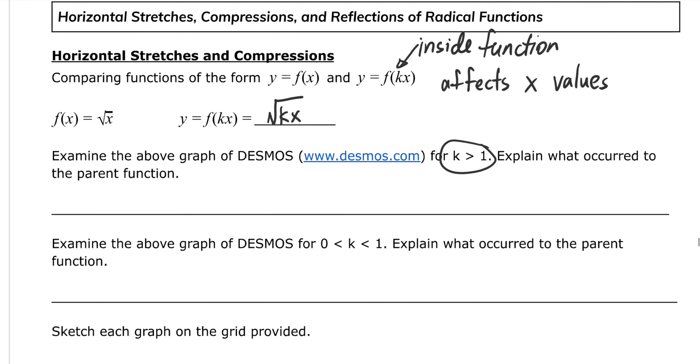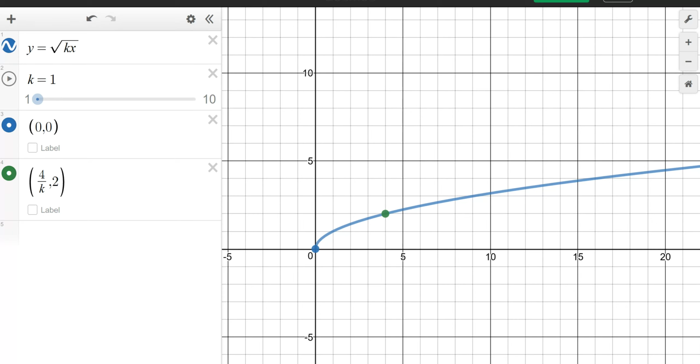So k is greater than 1. So here on Desmos, here I have the base function. Right now k equals 1. So here we have the graph of y equals the square root of x. Now I want you to look at the point on this graph right here at 4 and 2. Okay, I want you to look at what happens to that point in relation to the origin, because the origin is always going to be 0, 0 right now.